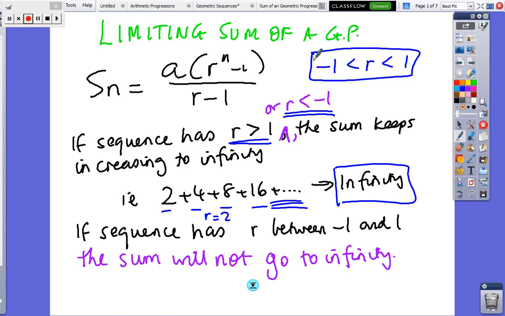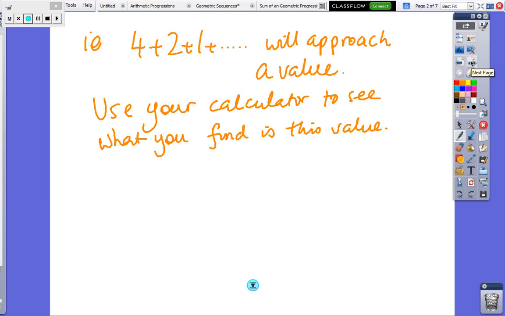Okay? So, if I add 4 plus 2 plus 1 plus dot dot dot, what value will it approach? What I want you to do is get on your calculator and do another 6 terms and see what happens. So we've got the first 3 terms, work out what the next 3 terms are going to be, and see what the calculator tells you the answer is.